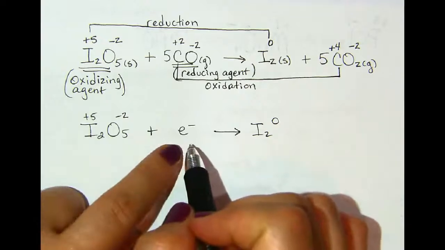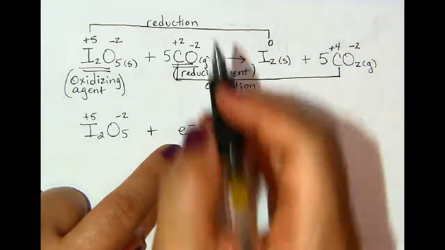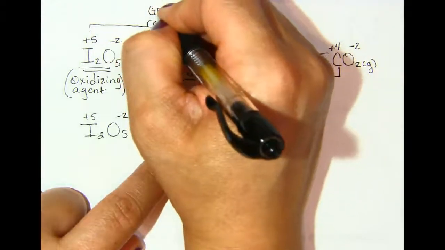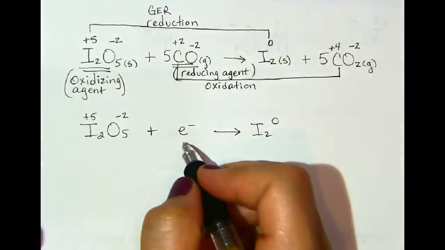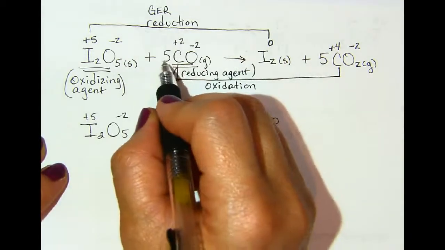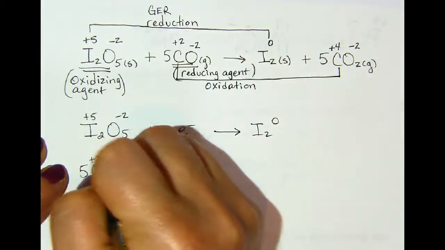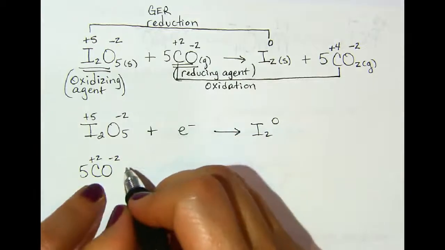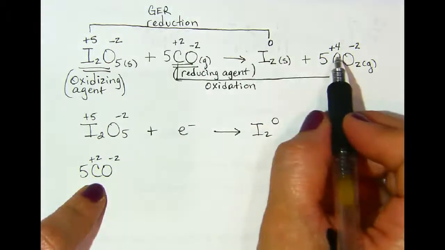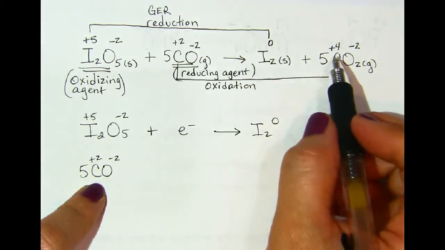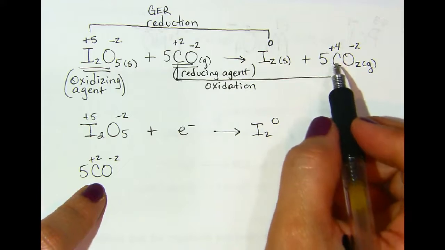So I2O5 with these oxidation states is going to yield I2 0. And the electrons are on this side. They're being gained because gain electrons is reduction. So they should be on the reactant side. Then I'm going to write my 5CO. I'm going to write my plus 2 minus 2. And in this case, plus 4 is the larger oxidation state. So I'm going to add electrons to the right side of the equation.